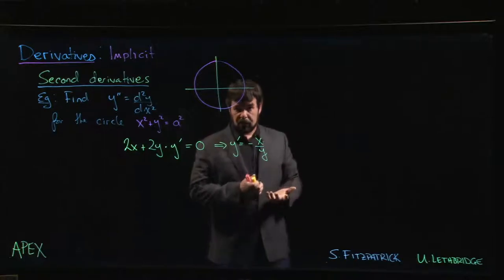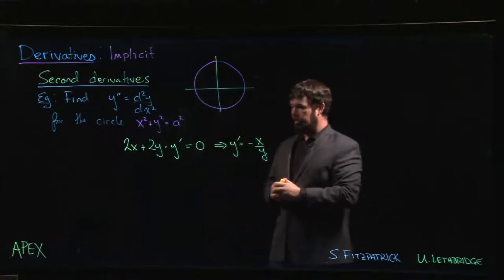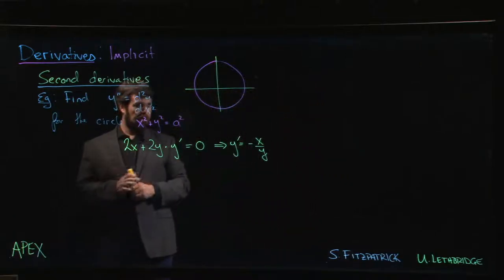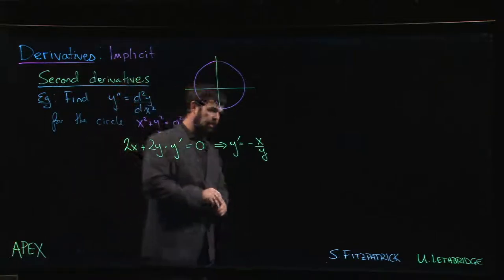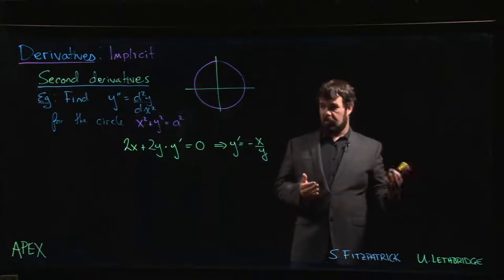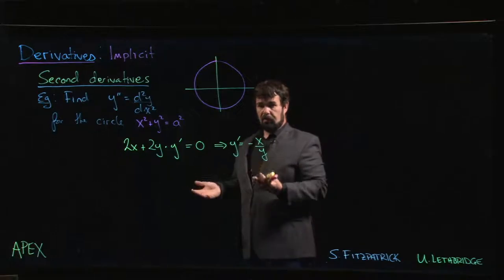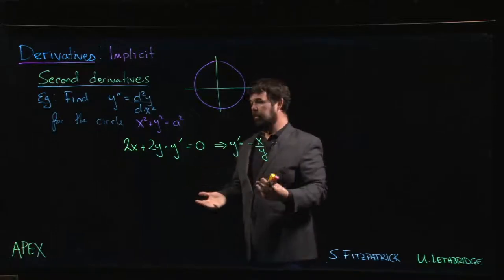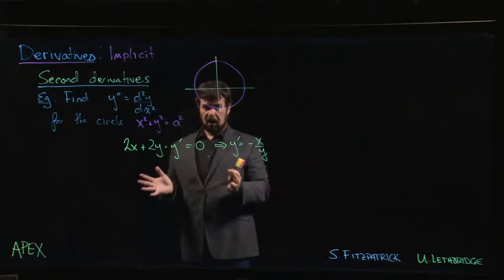Now, there will be some situations where you also want to compute the second derivative, right? So we're going to see in the next chapter that the second derivative tells us something about the curvature of a graph, whether it's curving up away from a tangent line or down away from a tangent line. And also in physics contexts, you might be interested in things like velocity, acceleration, things like that. So we proceed as before.